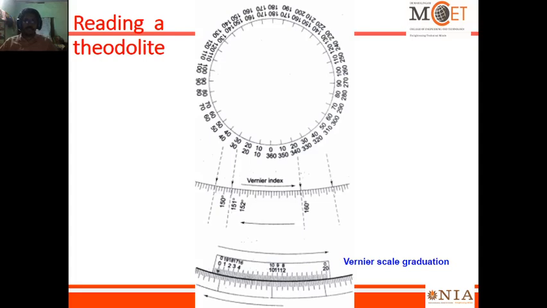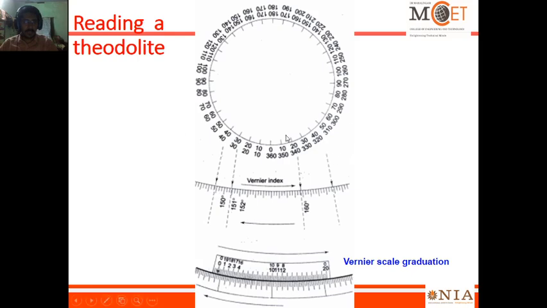Hello friends, we are continuing our third unit, the topic reading a theodolite. How we have to read it is more important while using the instrument. In this you are seeing a circular graduation which contains the degrees 0, 10, 20, 30, 40, 50, going clockwise, right? So up to 360 degrees.